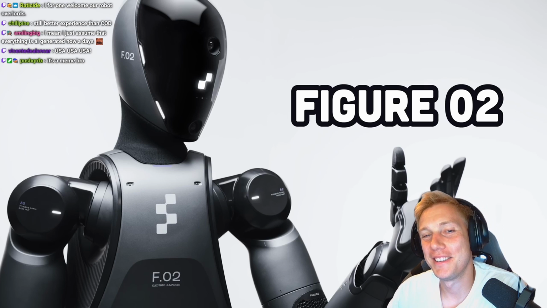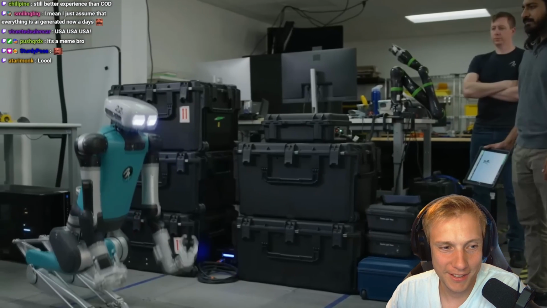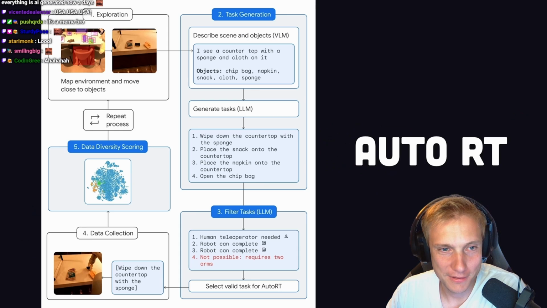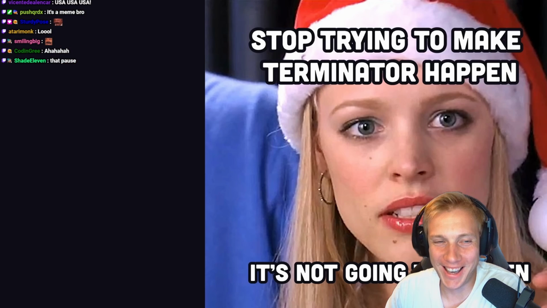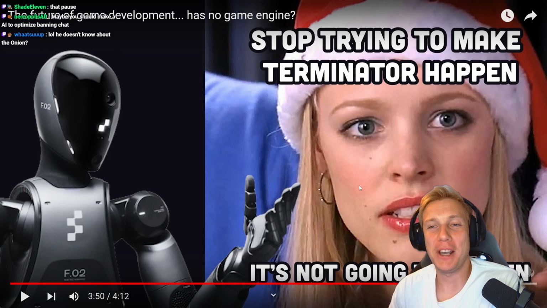Before its metallic talons dig into their necks and painlessly wrench their heads off. Okay. The Figure 2 robot was just released a few weeks ago. Elon is building Optimus robots. NVIDIA recently unveiled Project Groot. Google's investing heavily in robotics research, and they're all trying to make Terminator-like humanoid robots a thing.